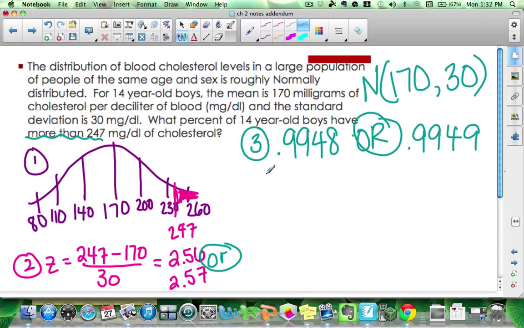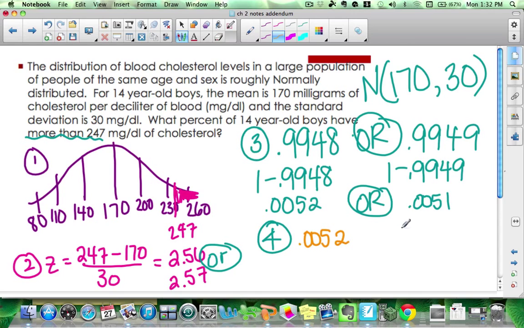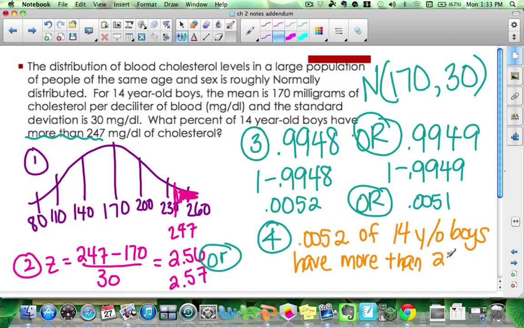Now I'm really hoping neither of these were your answer because it says more than 247. I shaded to the right. I need to do 1 minus because the table gives me the area to the left. So 1 minus, either of those numbers are fine. And you get 0.0052 or 0.0051. And so step 4, my answer is 0.0052 or 0.0051 of 14-year-old boys have more than 247 milligrams per deciliter of cholesterol.